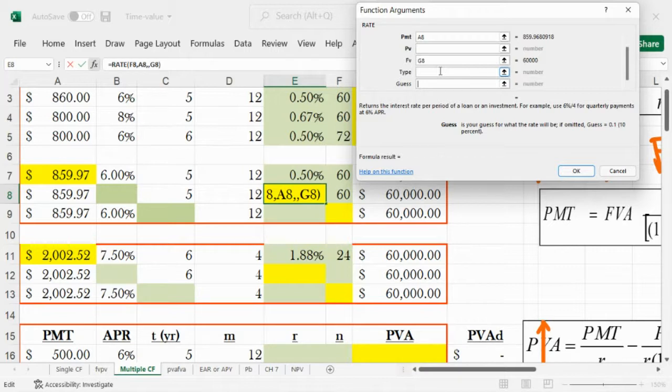And I told you, by default, unless you were clearly instructed to assume annuity due, it is an ordinary annuity. For ordinary, you don't enter anything or you enter zero. If it is annuity due, you enter 1. Then why do you enter 1? Why do you think 1 represents annuity due?